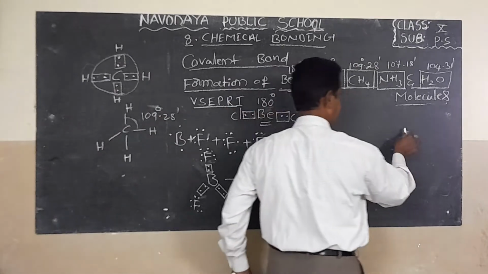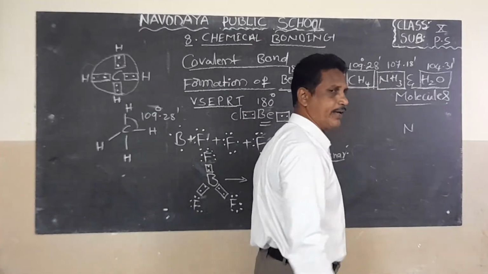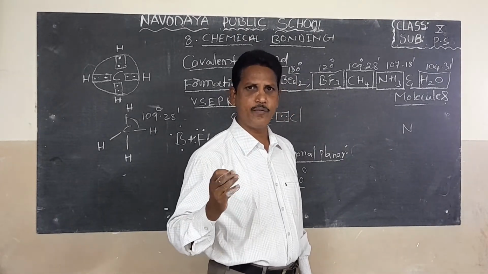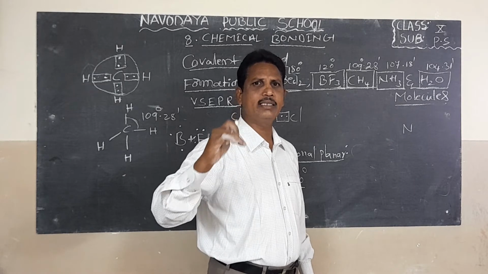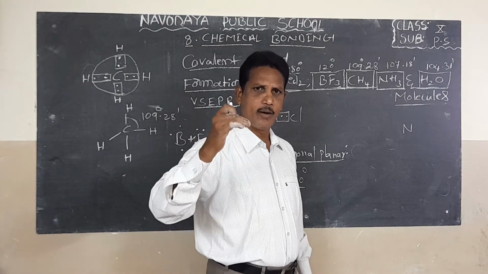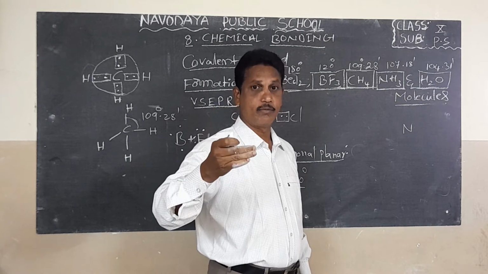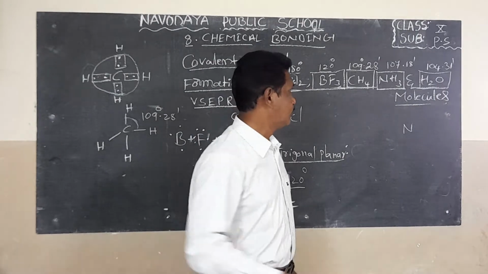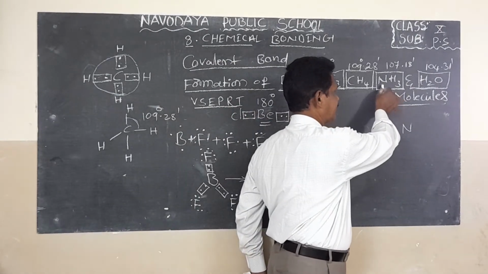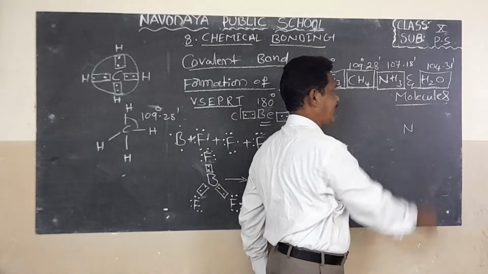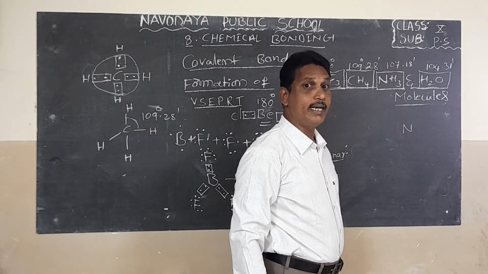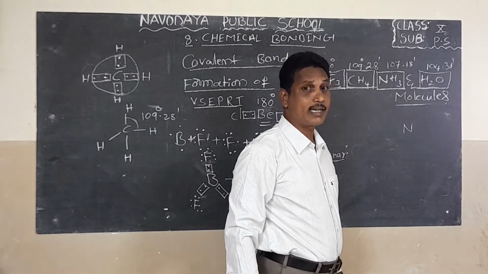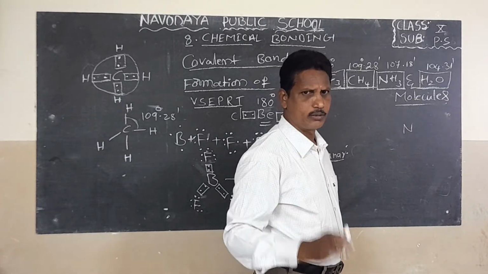We know the atomic number of nitrogen is 7. Its electronic configuration is 2, 5. There are 5 valence electrons present in nitrogen. So now we discuss the formation of the NH3 molecule. Each hydrogen atom contributes 1 electron, and nitrogen contributes 3 electrons for 3 hydrogen atoms.